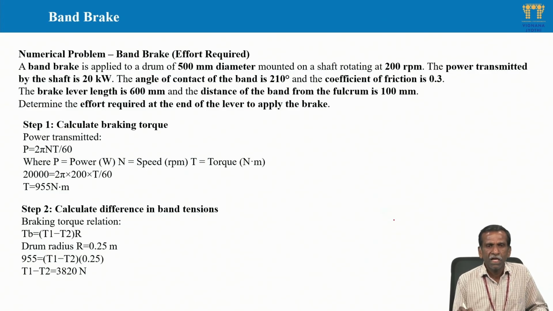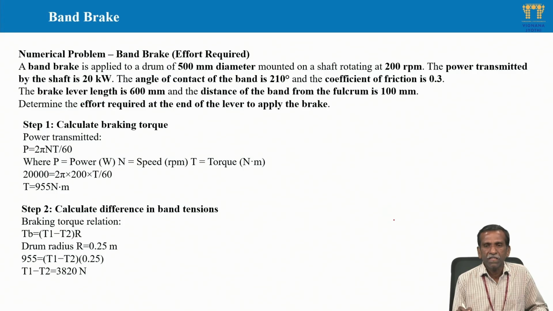Coming to the band brake, as we have already seen how to analyze a band brake for given specifications. Okay, in this problem, a band brake is applied to a drum of 500 mm diameter, mounted on a shaft rotating at 200 rpm. N is 200 rpm, and the drum radius is 250 mm because the diameter 500 is given. The power transmitted is given as 20 kilowatts. The angle of contact of the band with the drum is 210 degrees, and the coefficient of friction is 0.3. The brake lever length is 600 mm, the total length of the lever, and the distance of the band from the fulcrum is 100 mm.